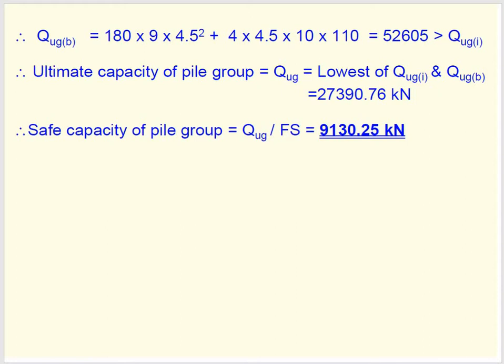So it is a straightforward problem. The only thing is that you have to check for the pile group capacity. First you find the individual capacity, then you multiply by the number of piles. So you have one capacity. Then you consider the entire system as a block and find the capacity of the block. Then you take the minimum value. That minimum value will be the ultimate capacity of the pile group.